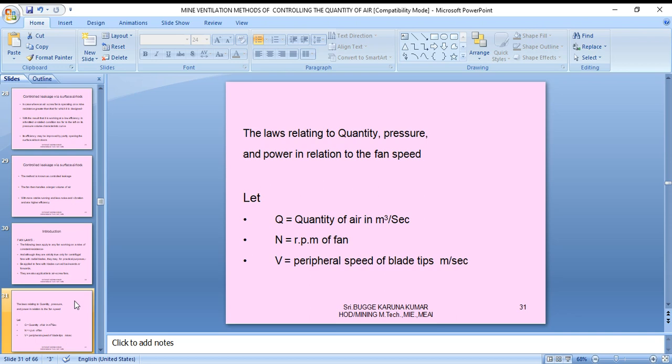Let Q be the quantity of air in meters cube per second, N the RPM of the fan, and V the peripheral speed of the blade tips in meters per second. So these are the general parameters.